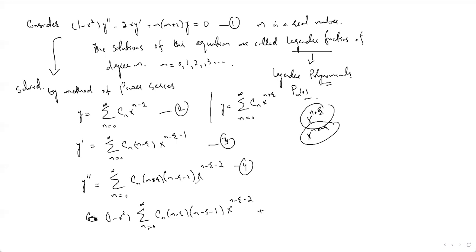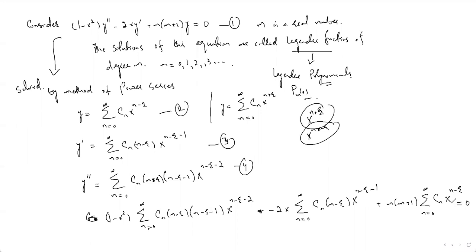Okay, what will be the next step? Minus twice x times summation over n running from 0 to infinity of cn (n minus r) x raised to power n minus r minus 1. What is the last term? Plus m into m plus 1 times y, which is summation over n running from 0 to infinity of cn x raised to power n minus r, and all these terms are equal to 0.